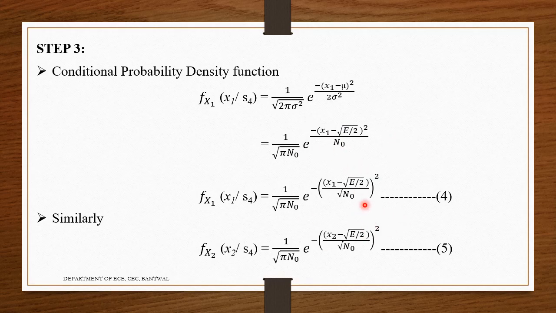As we did in the previous video, we usually use it for simplification. Similarly, what we did for x1 under the s4 condition, I'll write for small x2 given s4, the symbol x2 here. So for the x2 condition, 1 by square root of pi N naught. What is the difference? I'll represent only x2 instead of x1: e to the minus (x2 minus square root of E by 2) divided by square root of N naught, the whole square. These are equations 4 and 5.